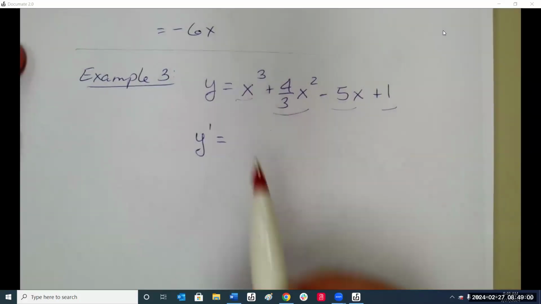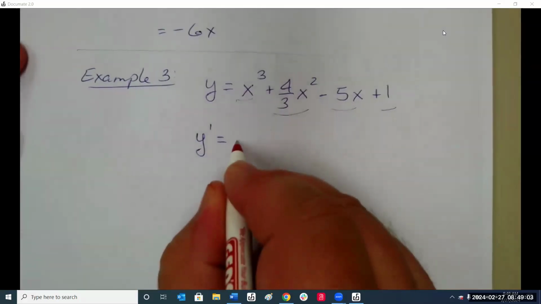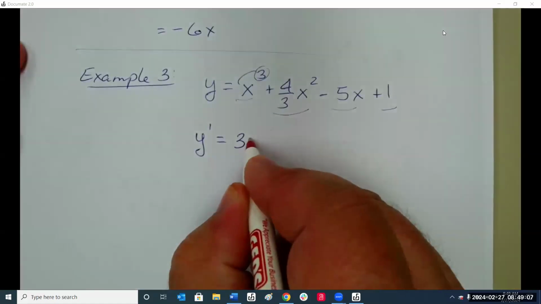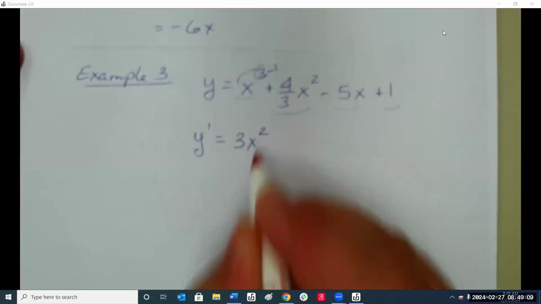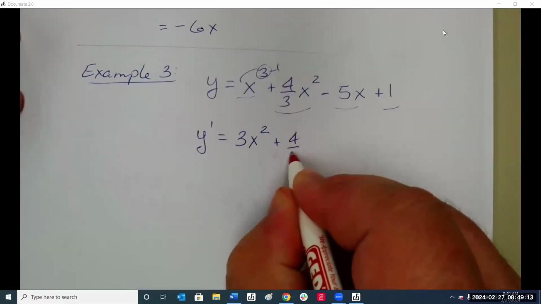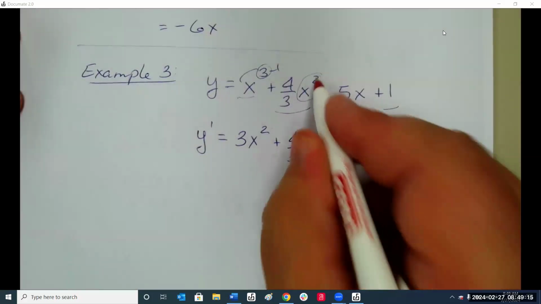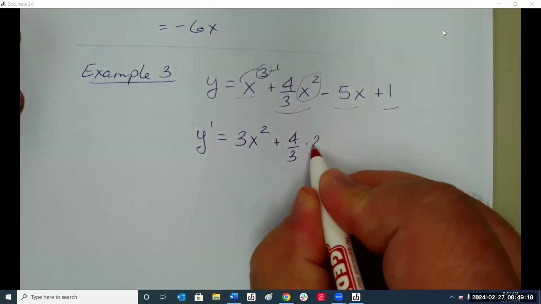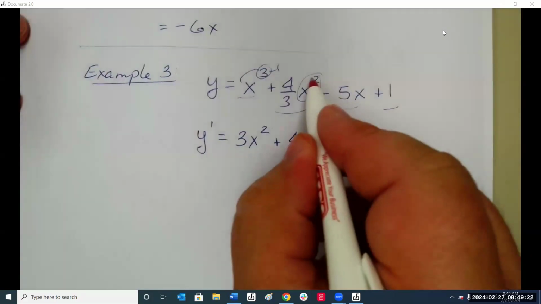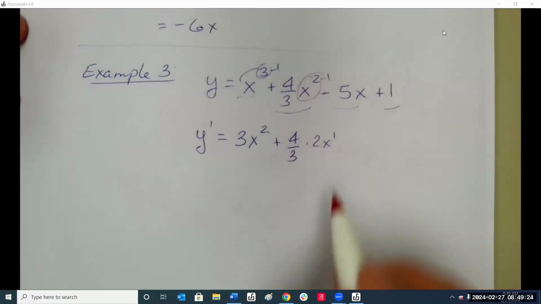So what's the derivative of x cubed? Bring the power down and subtract 1. The next one, we have the constant coefficient. What's the derivative of x squared? Bring the power down, get 2, subtract 1.